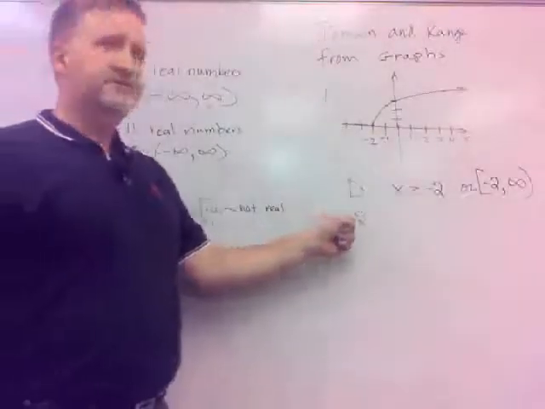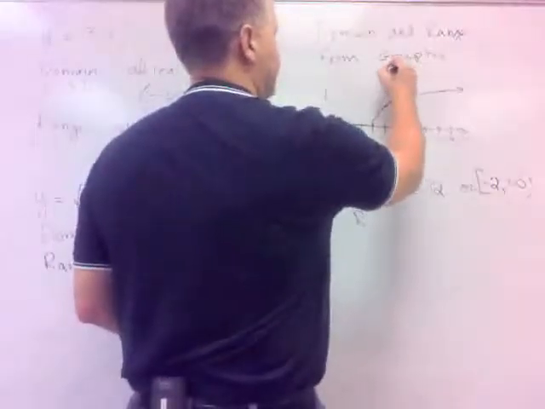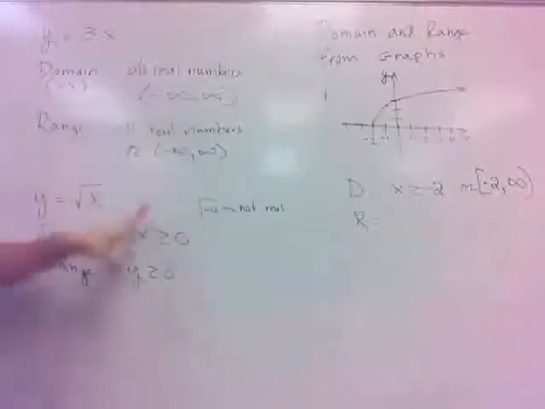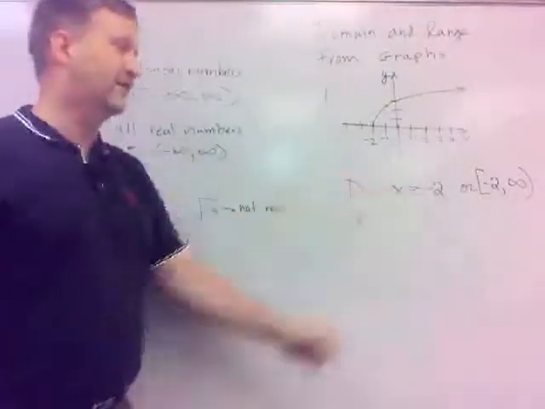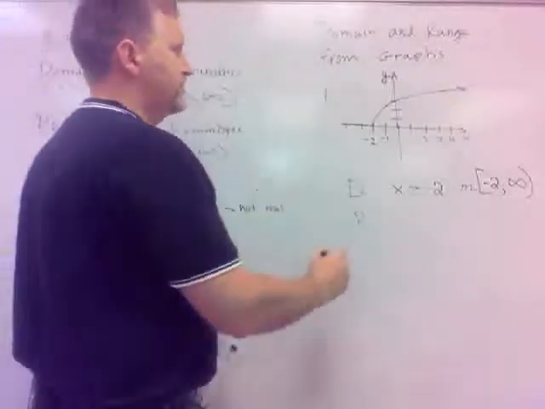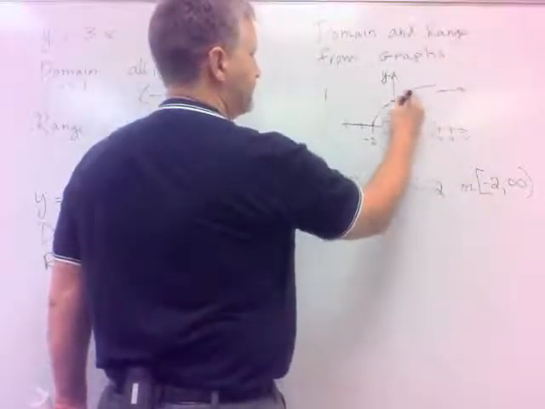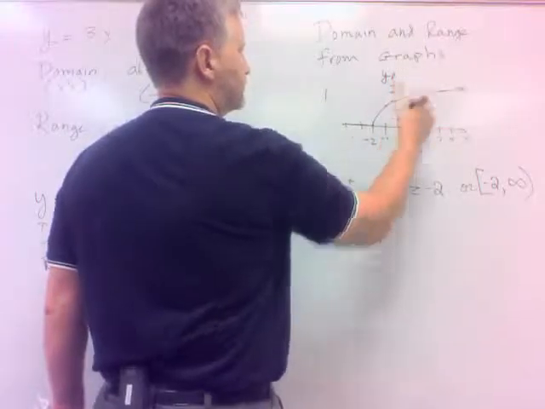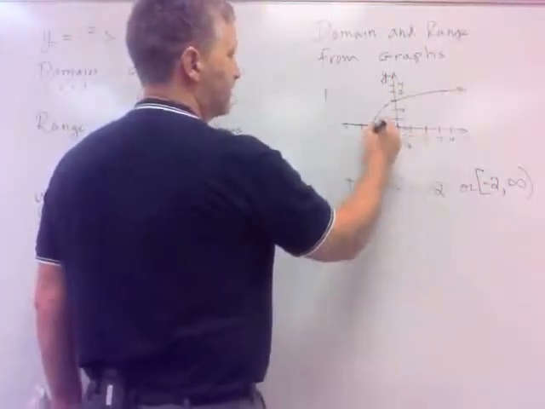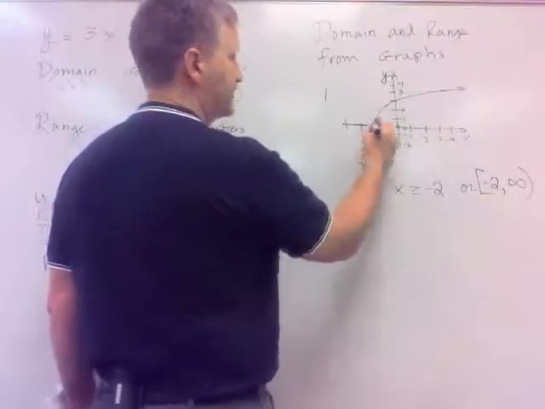Now, the range, the y values. Looking at the y values. Is it the same? It was the same on both of these, but that won't always happen. The range here is something a little bit different. What y values are used here? All right, well, let's think about it. Now again, this is kind of the starting point, so it doesn't drop any below that. So it starts here and goes out here, okay?